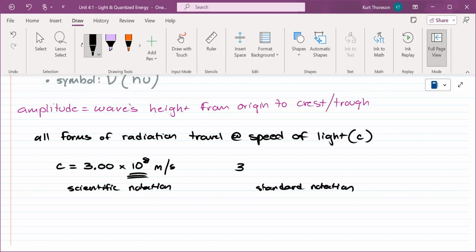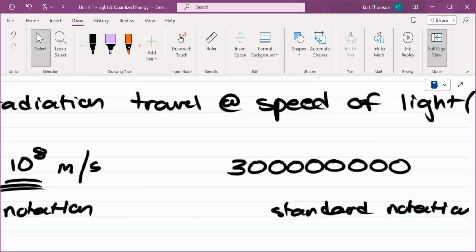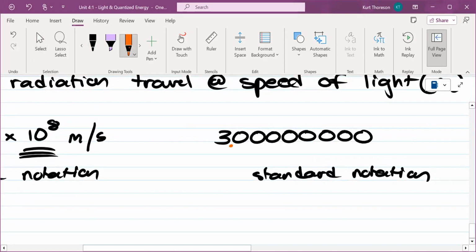So you got 3. 1, 2, 3, 4, 5, 6, 7, 8. And let's double check that. The decimal is right here. 1, 2, 3, 4, 5, 6, 7, 8. Nailed it. I'm going to put some commas in there. Feel free.